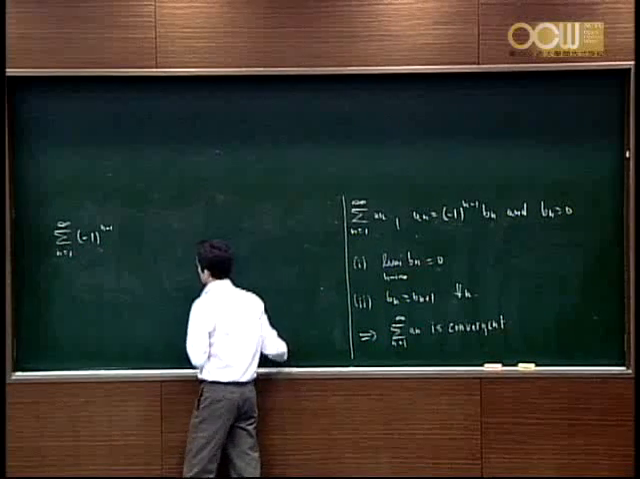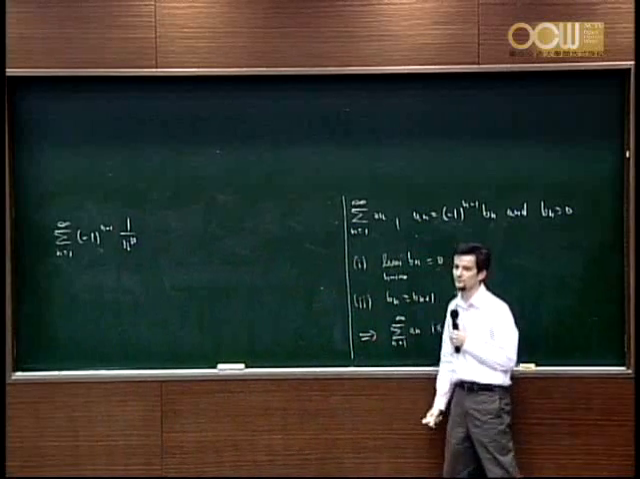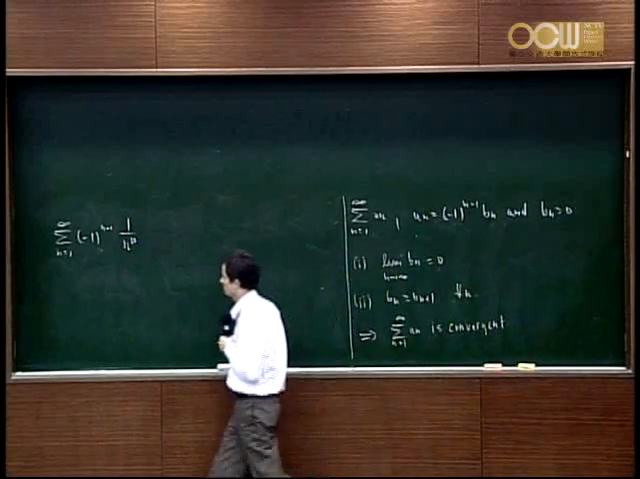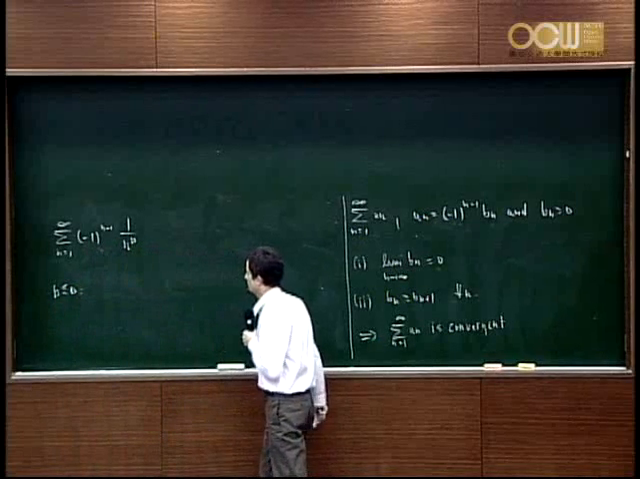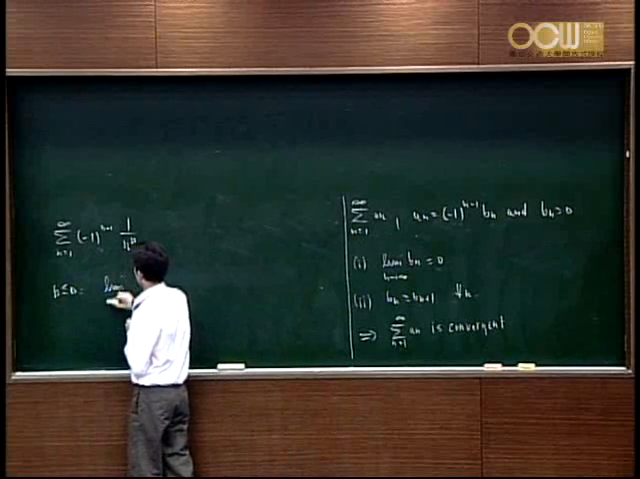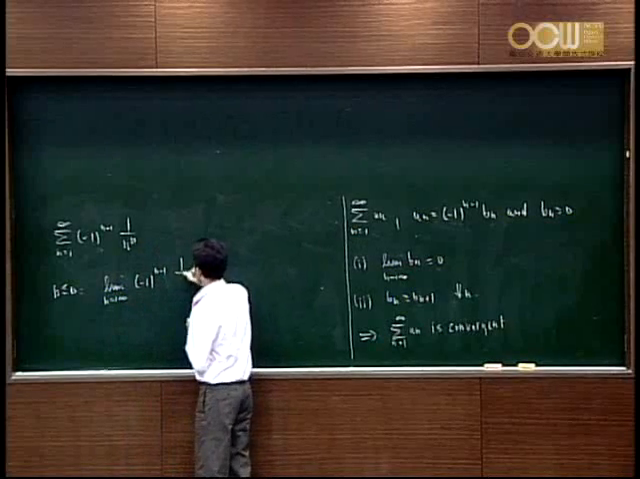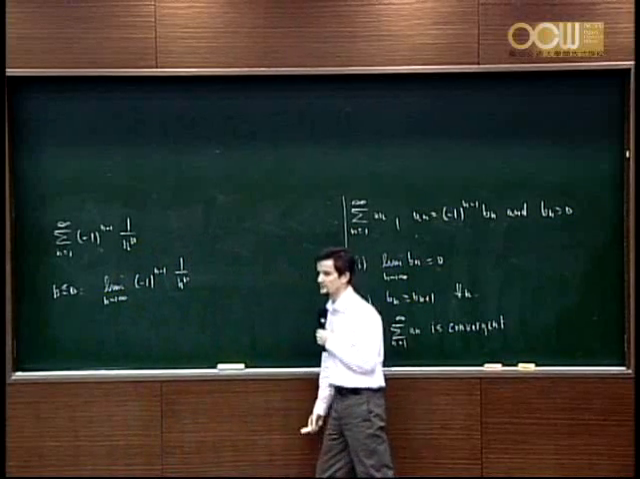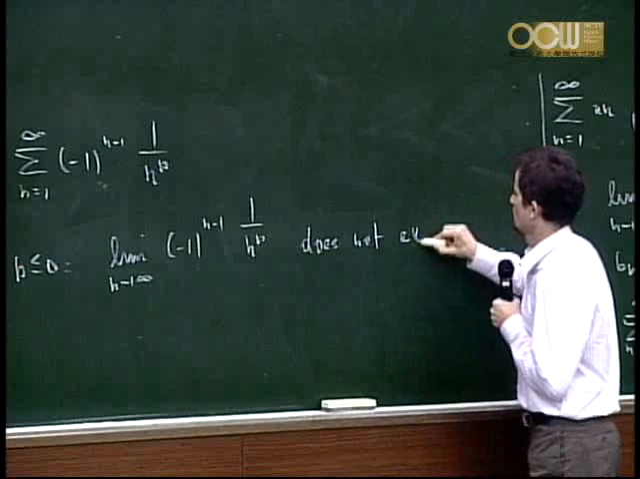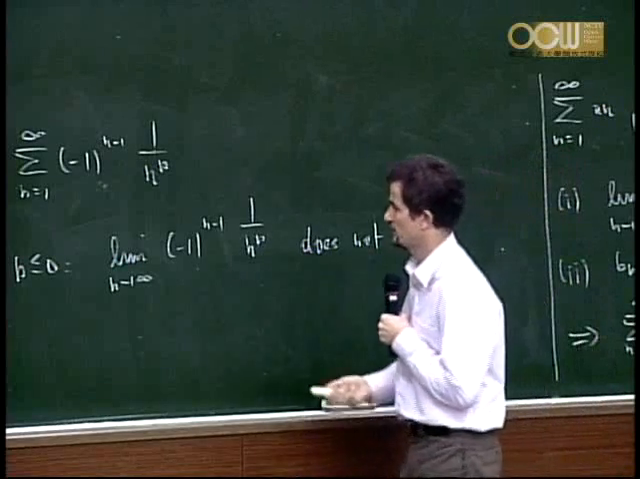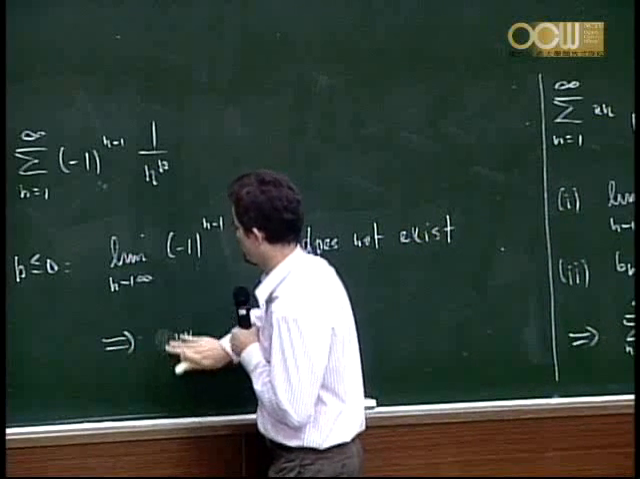Now another possible example would be this one. Okay, so for which p is this series convergent? Also this one is not complicated. So in this case, if you look at the limit as n tends to infinity of minus 1 to the n minus 1, 1 over n to the p, okay, so this limit does not exist. So in this situation, you can immediately conclude that you have divergence.